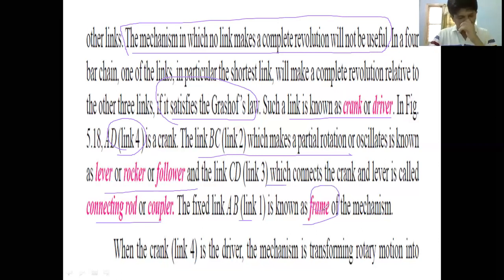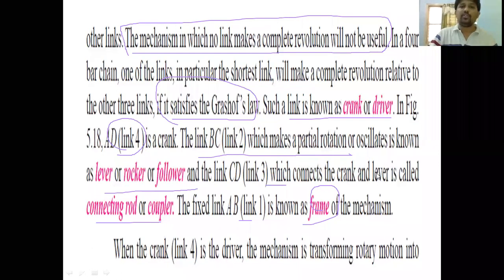So here we have four things. One is the frame, the fixed one; the crank, AD; the lever, which is BC; and the connecting one is known as the connecting rod, which is CD. This is exactly how a four bar chain mechanism works.